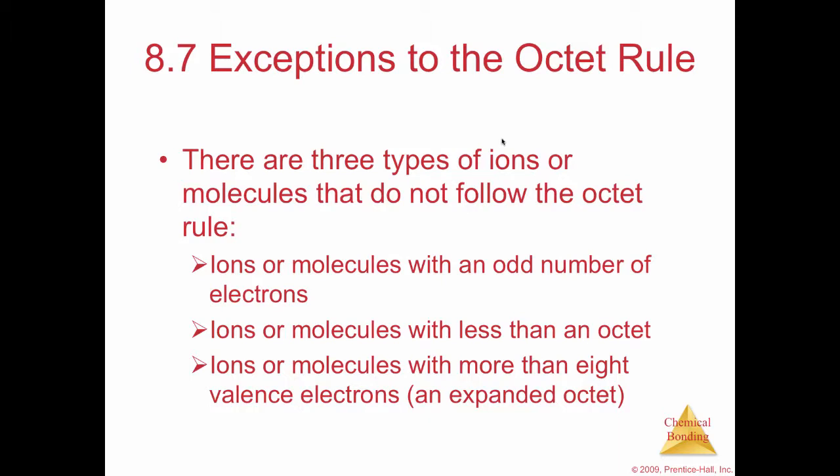8.7 Exceptions to the octet rule. There are three types of ions or molecules that do not follow the octet rule. They are ions or molecules with an odd number of electrons, ions or molecules with less than an octet, and ions or molecules with more than 8 valence electrons, which we call an expanded octet.